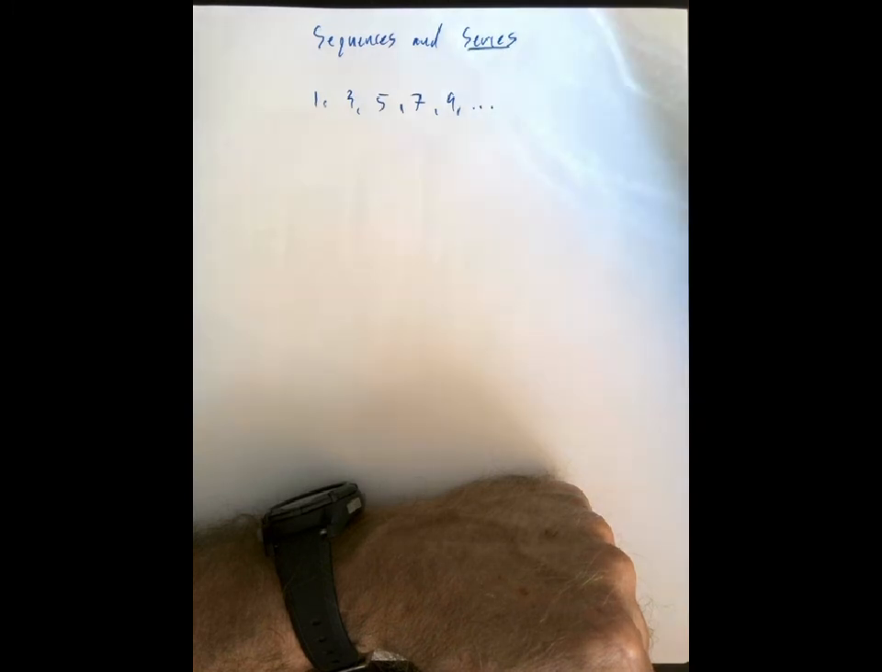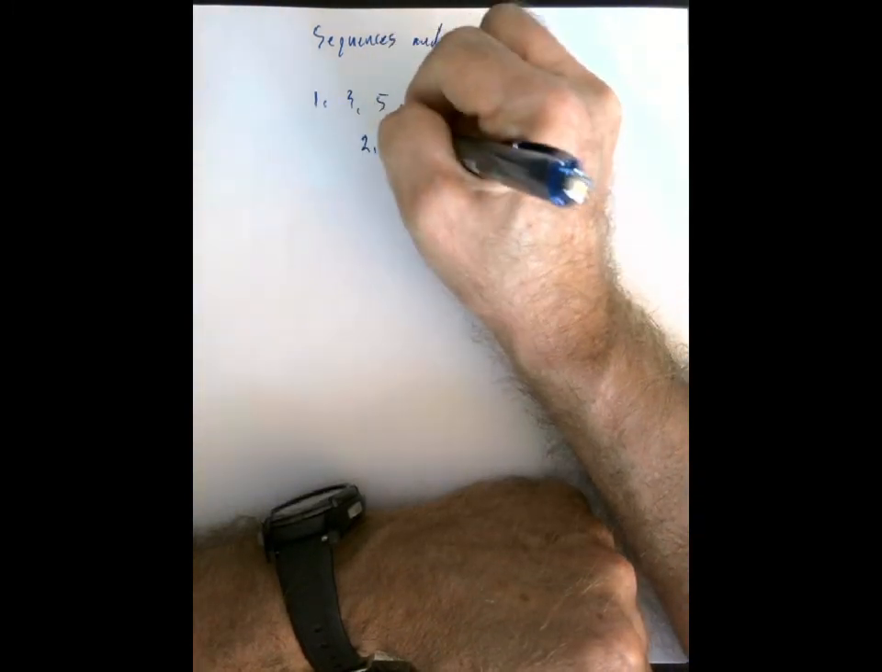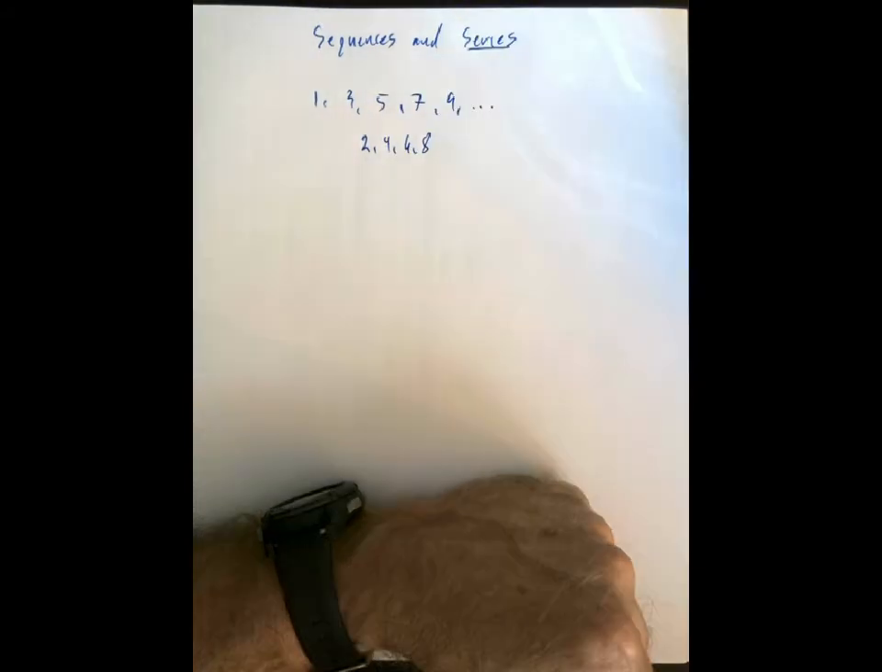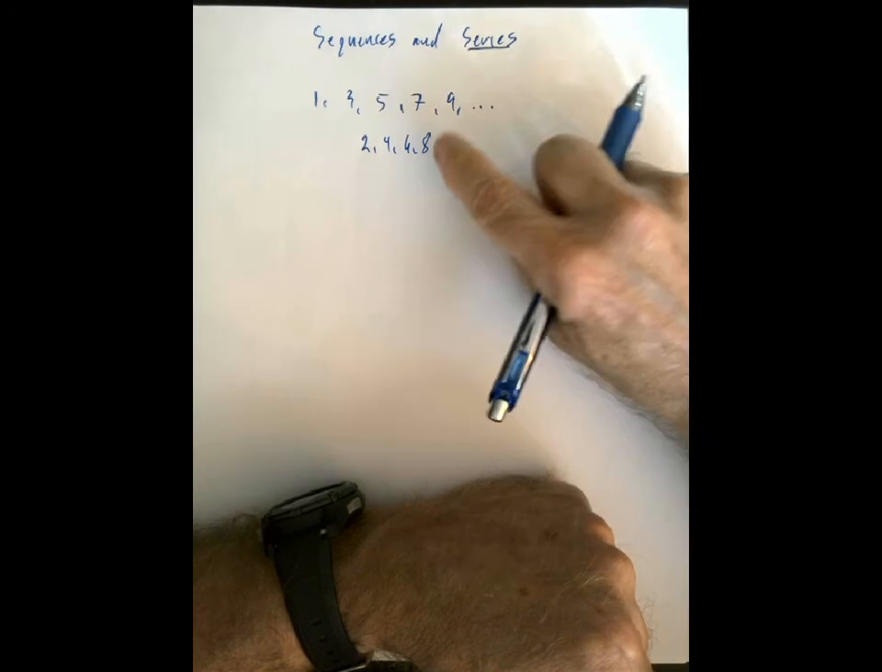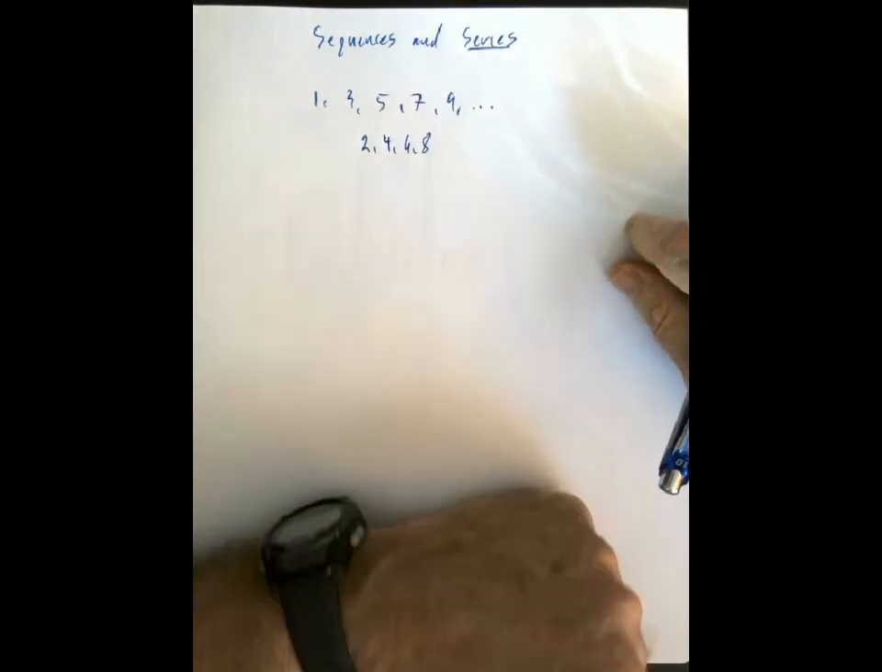Sequences could be infinite like this one, where the ellipsis says it just keeps going, or it could be finite, like 2, 4, 6, 8, where there's a specific finite number of values in the sequence. There are 4 of them in this case. So that's a sequence.